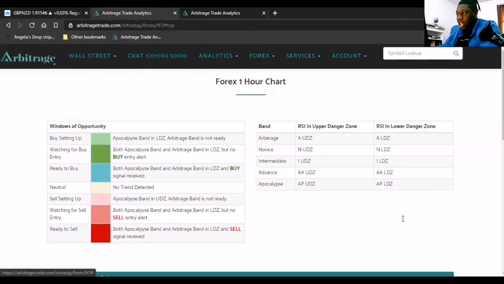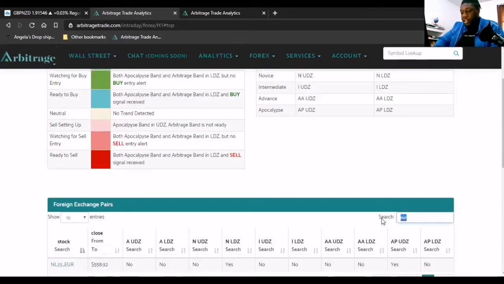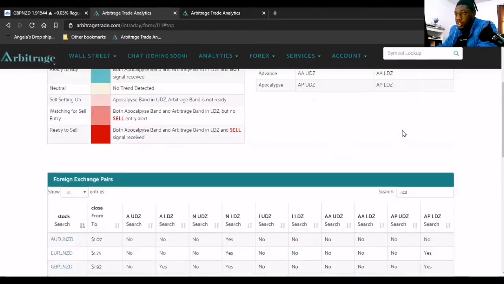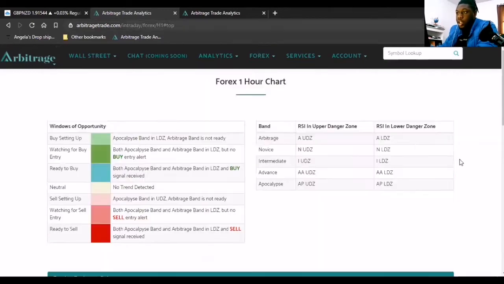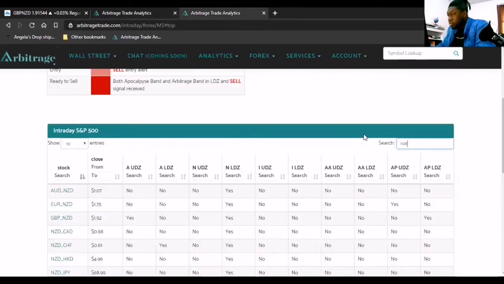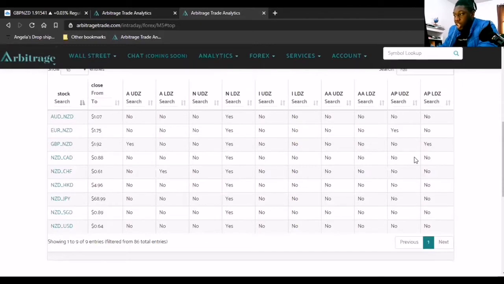And last but not least, let's look at the NZD pairs. Okay, so this is on the 1 hour. Go to the 5 minute. Euro NZD, again, we already have that. GBP NZD, we already have that. So yeah, we don't have to look at the other pairs.